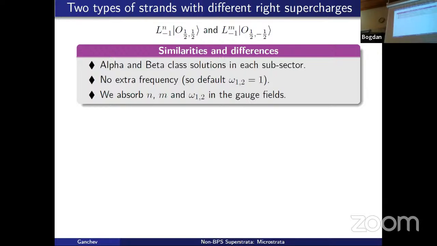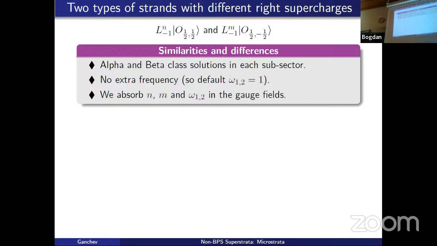The situation is very similar to our previous situation, even though we don't have these L-1 twiddles. This just basically means we don't have right moving excitations, which is why the omegas in both sectors. So when you see 1-2, one refers to quantities in the 1-2 sector, and two quantities in the 3-4 sector. So omega is by default just 1. Anyway, in both sectors, you can have both alpha and beta class solutions again, which means you have slightly more possible combinations of things you can do.